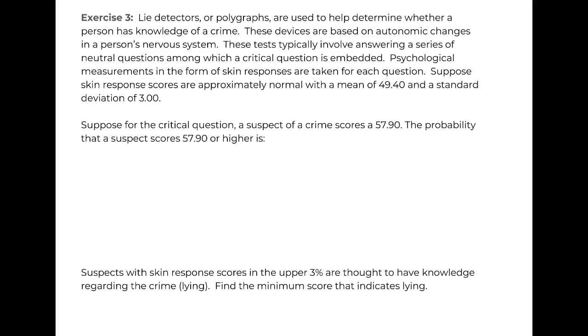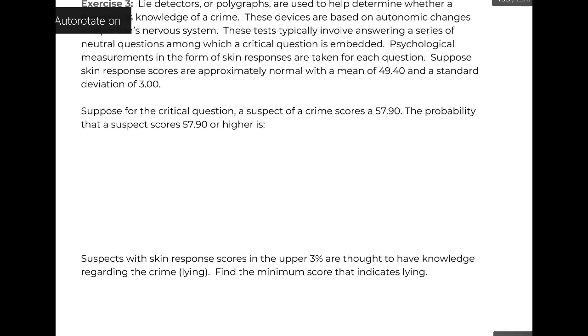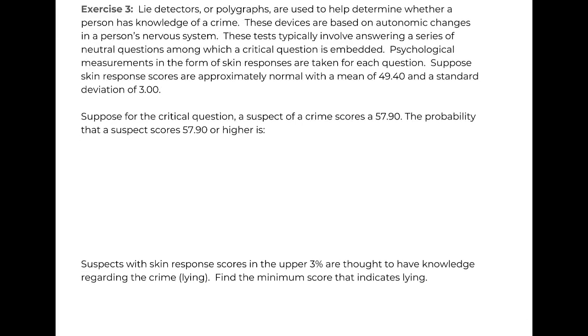All right, so exercise 3 brings this all together in a question you might see on the exam. Here we've got a lot of extra information about what lie detectors are, and the piece that matters here is the very end. We get scan response scores are approximately normal, there's our good friend, with a mean of 49.4 and a standard deviation of 3.